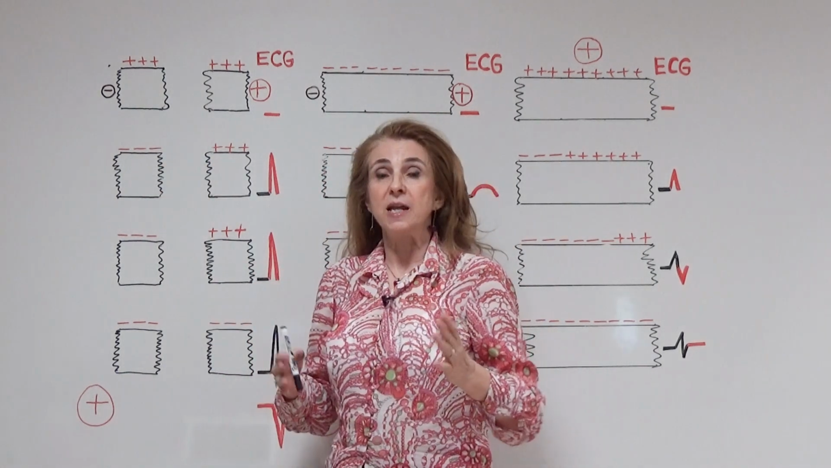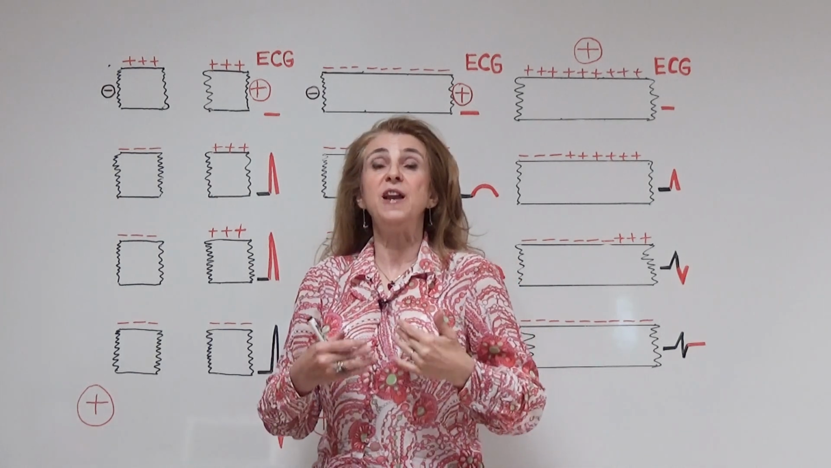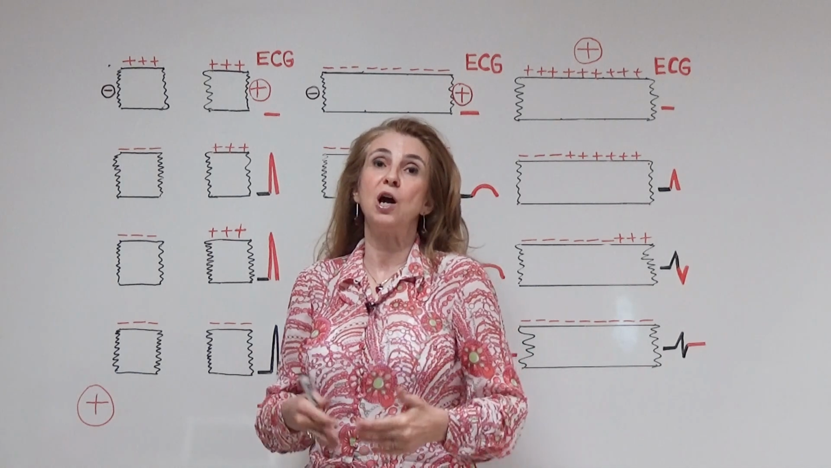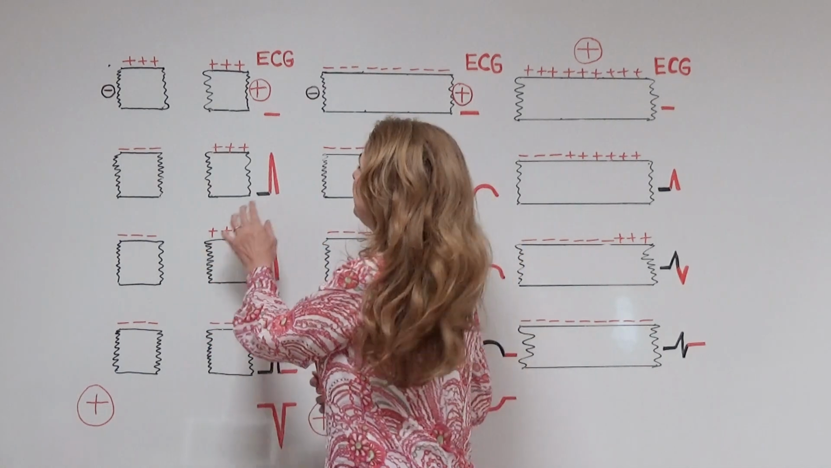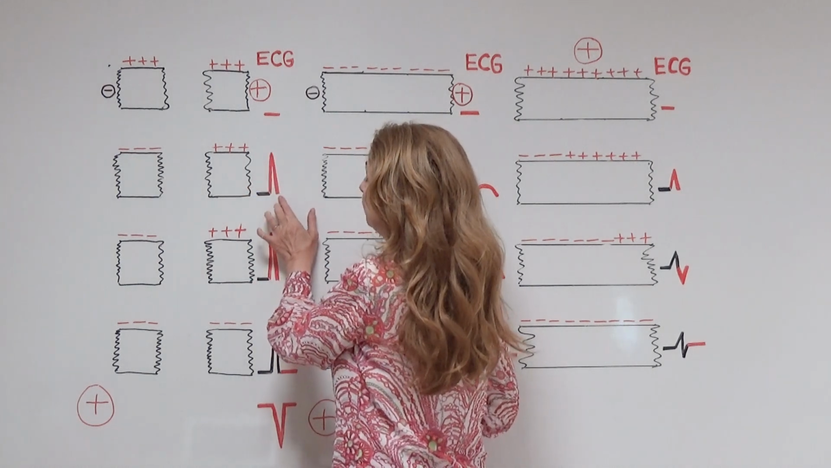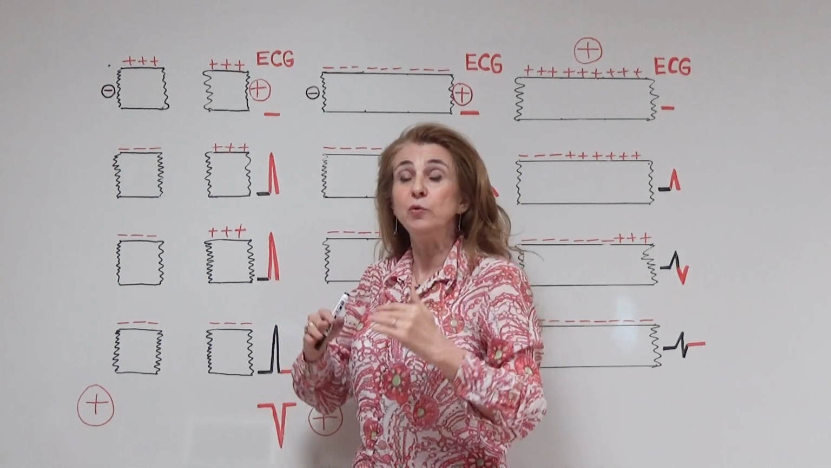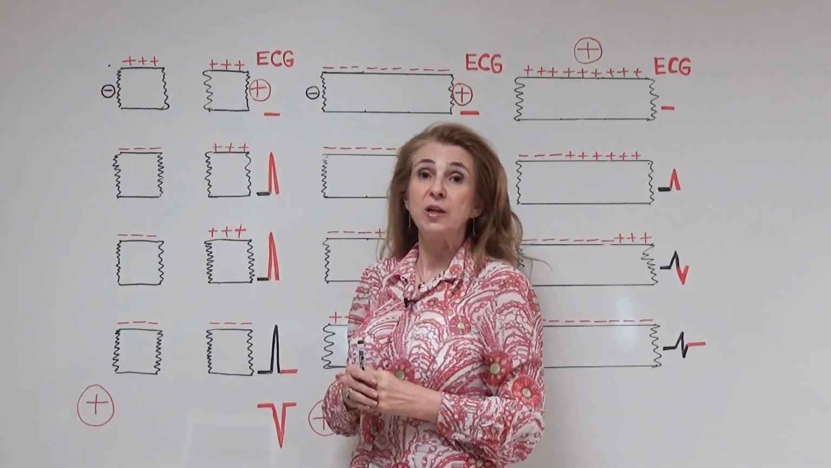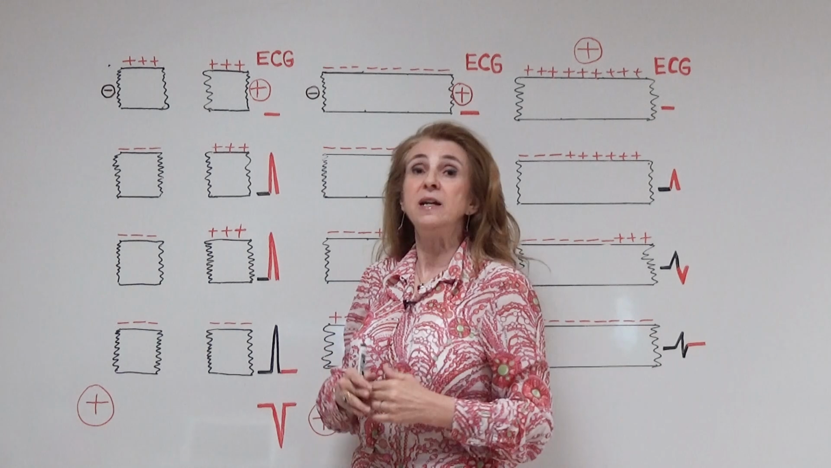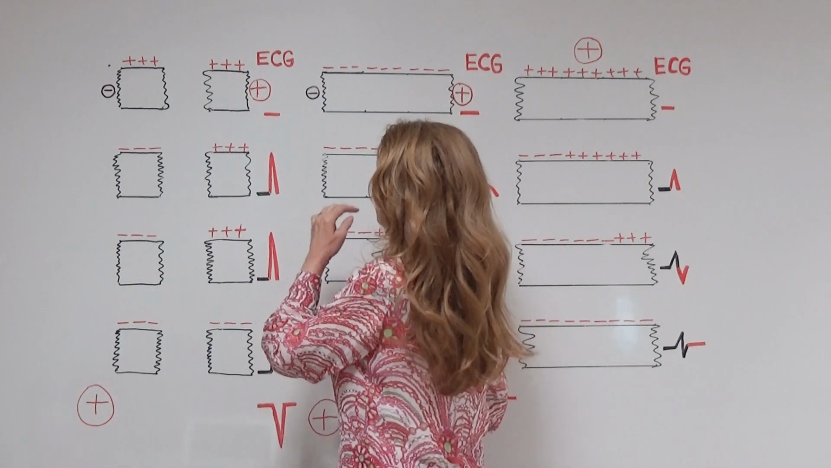The question is, how will the electrocardiography machine reflect this on the electrocardiography paper? Will there be an upward deflection and a positive wave to represent this dipole, or will there be a downward deflection from the isoelectric point and a negative wave to reflect this dipole?